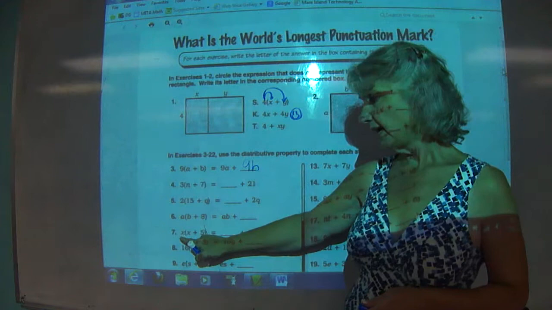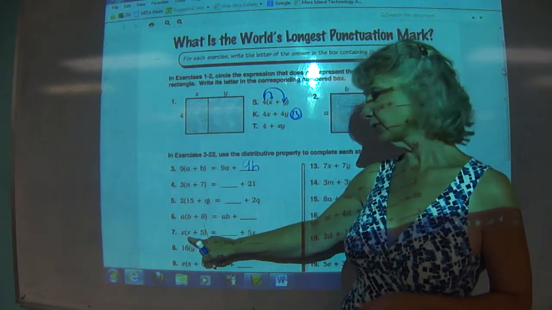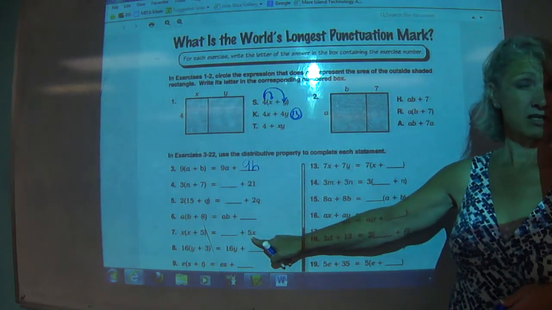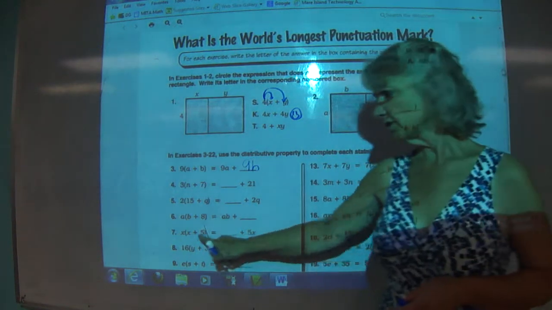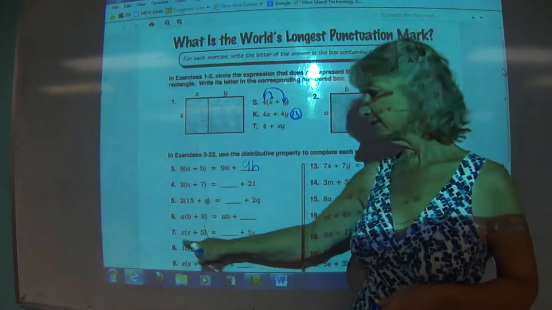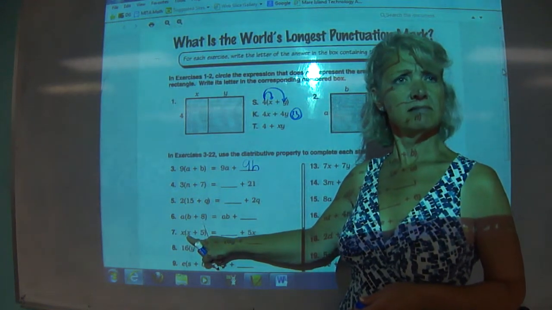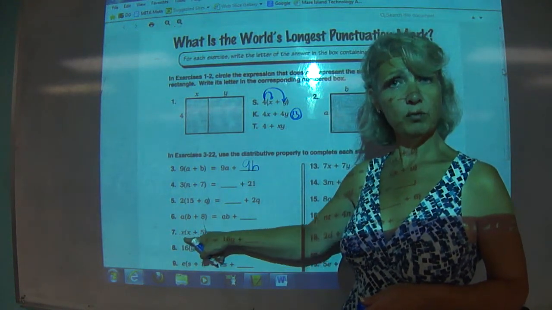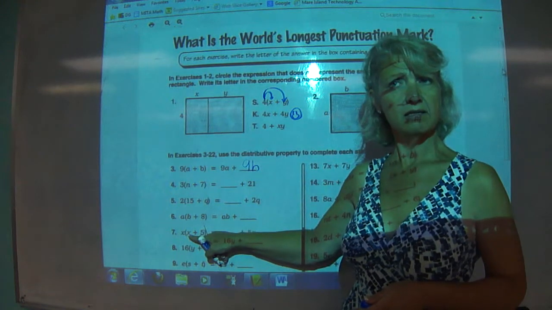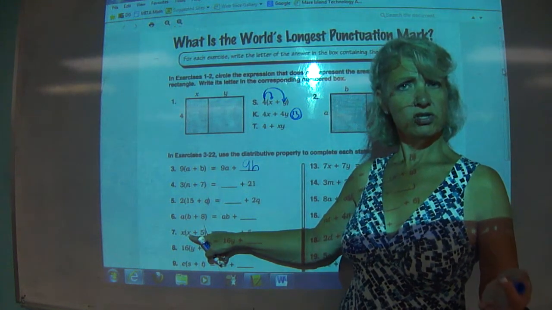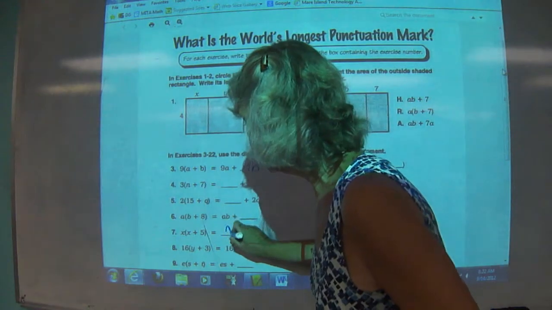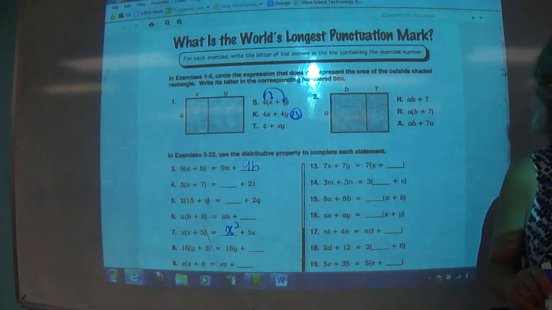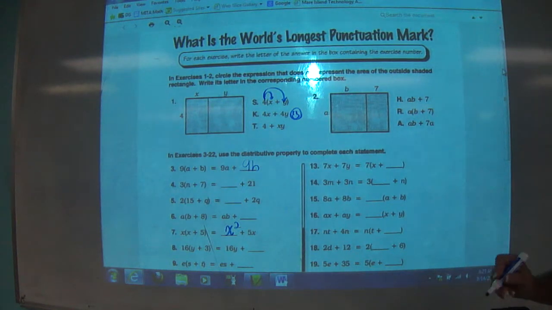What about this one? x times the quantity x plus 5. Well, 5x here, because we put the integer first. That's called a coefficient. What goes in this first line if it's x times x? How many x? What do we say when we have x times x? x to the power of 2, or x to the second power, or x squared. All of those are correct.